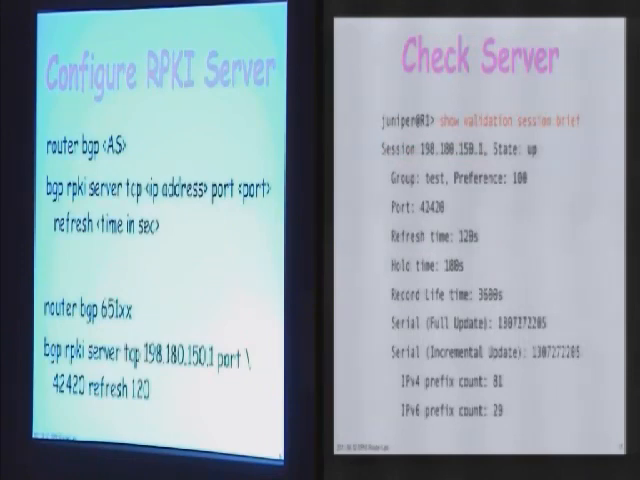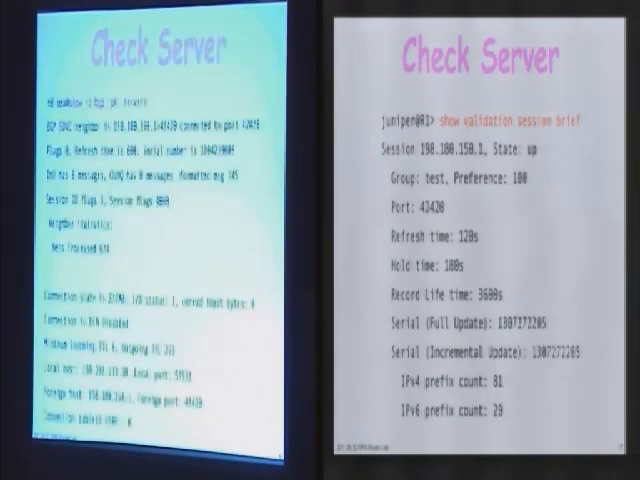Okay. Cisco users, you just have one line. That line, BGP RPKI server, and now you can check how your server is going. Show IP BGP RPKI servers.